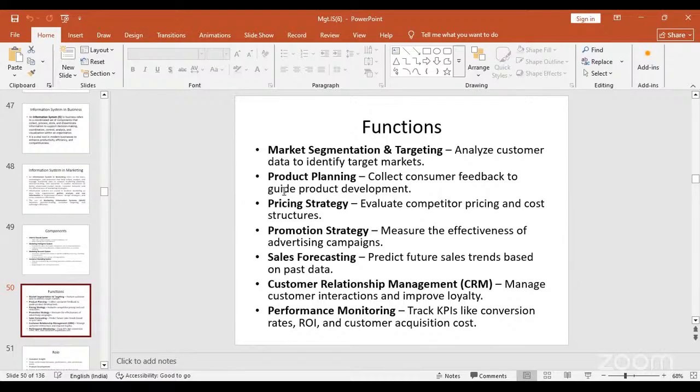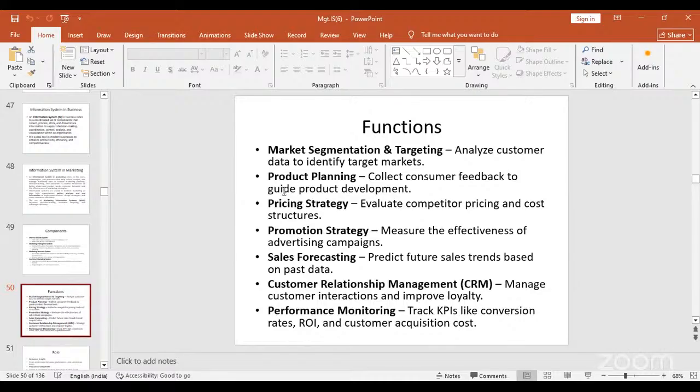Then promotion strategy, that is measuring the effectiveness of advertising campaigns. Whether such an advertisement is effective for these products or we have to modify the type of advertising. That is the promotional strategy. Then sales forecasting, predict the future sales trends based on the past data. That is, sales forecasting is another function of the marketing information system.